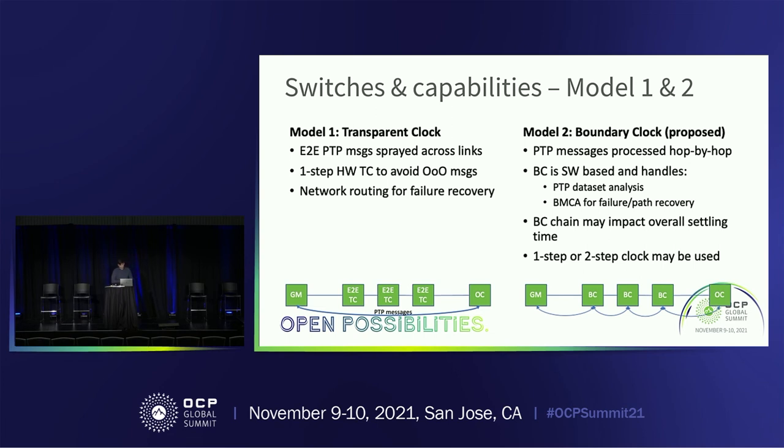the one versus two-step clock, we also have two models that are planned for the data center profile. Right now, the model that Michel was talking about is model one, which exists and uses only transparent clocks. As we've mentioned, by using the one-step hardware clock, we can avoid spraying, and we're using network routing for failure recovery. So whatever path there is between the OC and the grandmaster through the chain of switches, your IGP will be sorting out making sure those messages arrive between one end and the other.